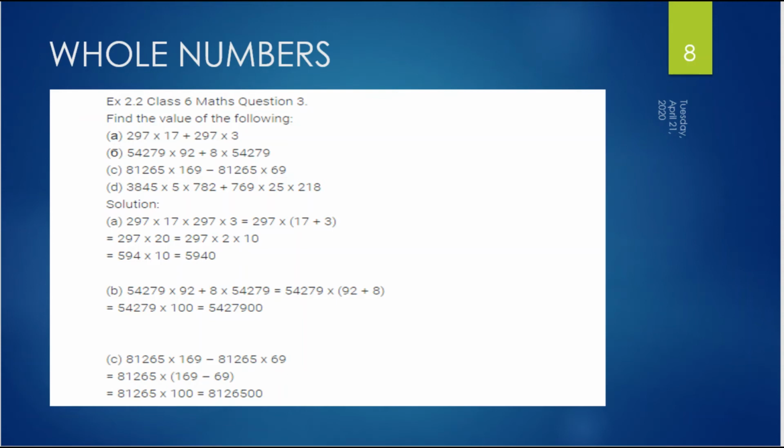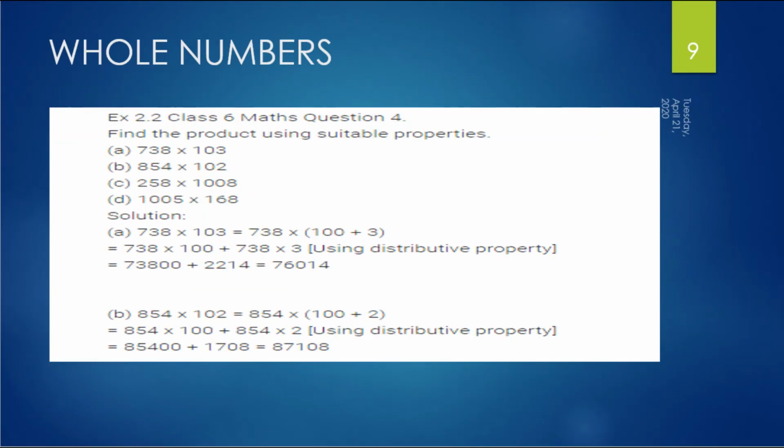sign in between. So 169 and 69, the common value is taken outside. So 169 minus 69 will become 100. So it will be 81,26,500 will be the answer.